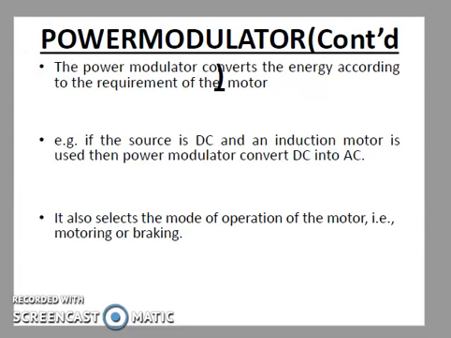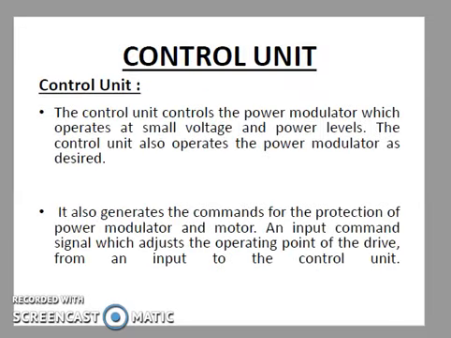Also, the power modulator selects the mode of operation of the motor, that is, whether the motor is operating in motoring mode or braking mode is selected by the power modulator. The control unit is usually operated at much lower voltage and lower power levels. The control unit sends the commands to operate the power modulator as per the load requirement.